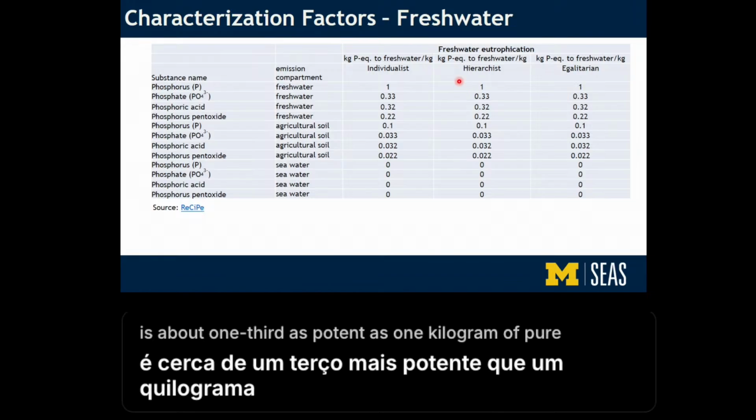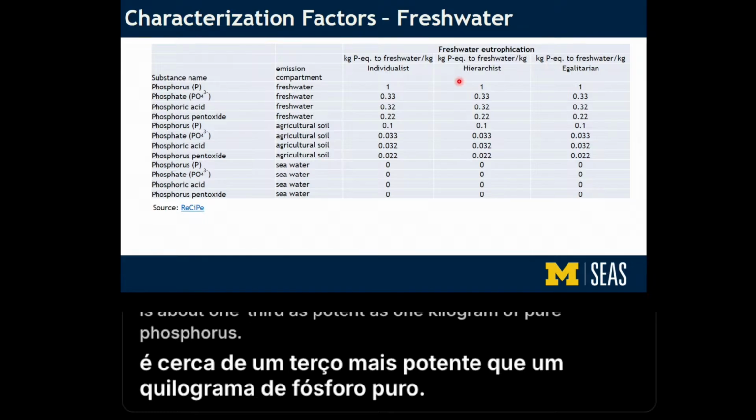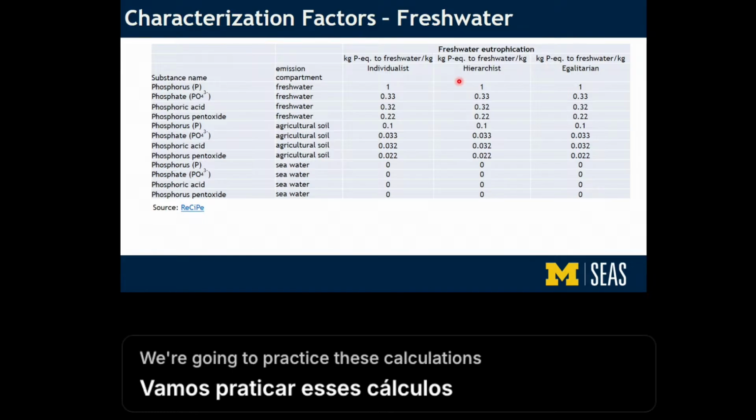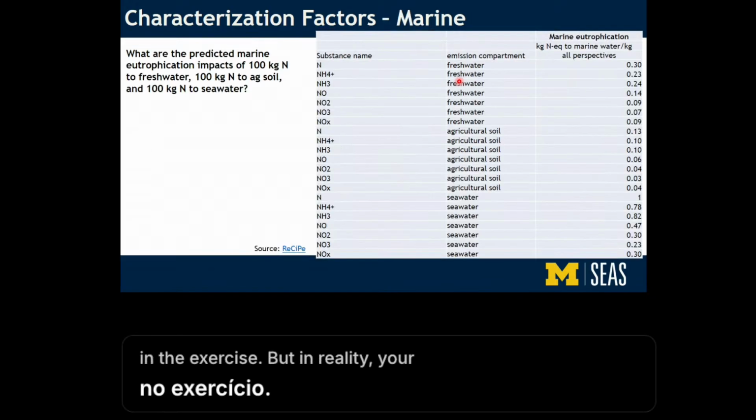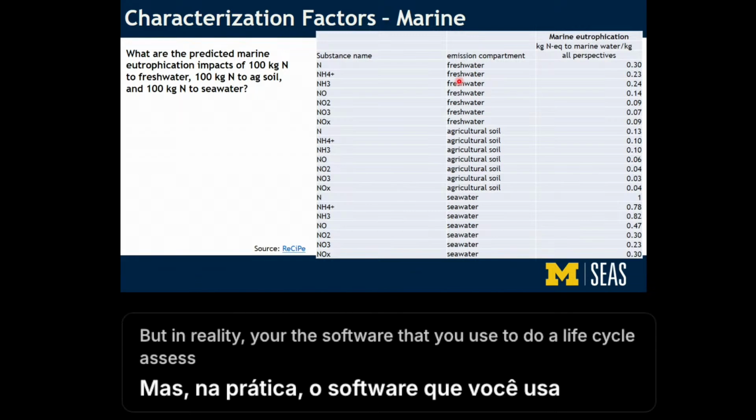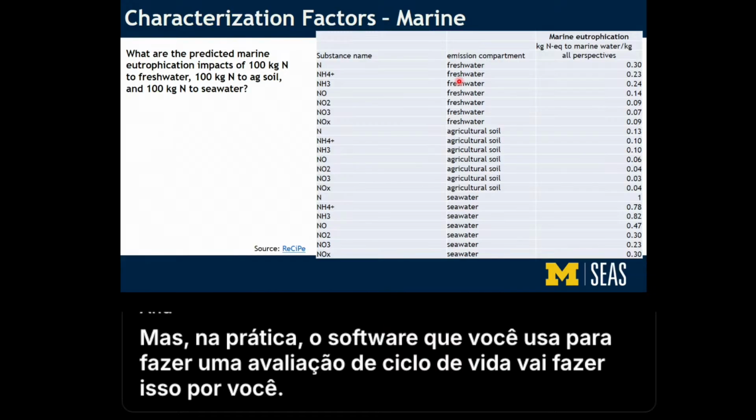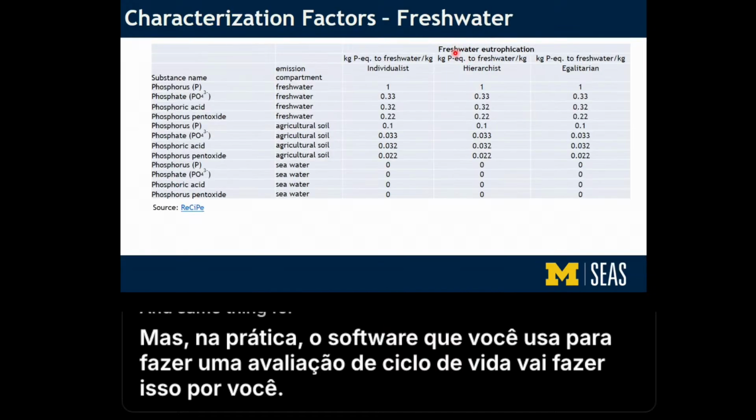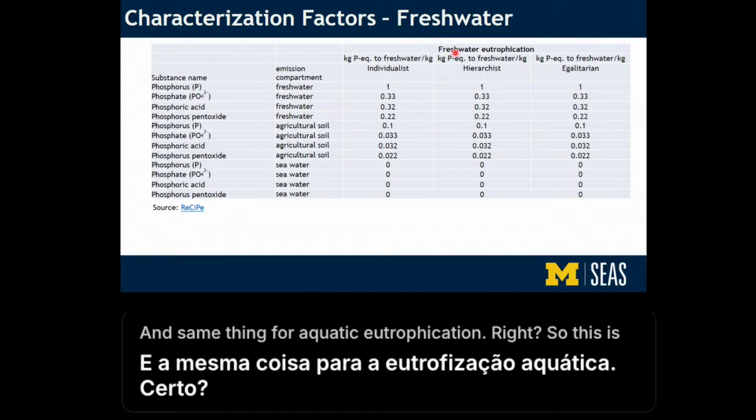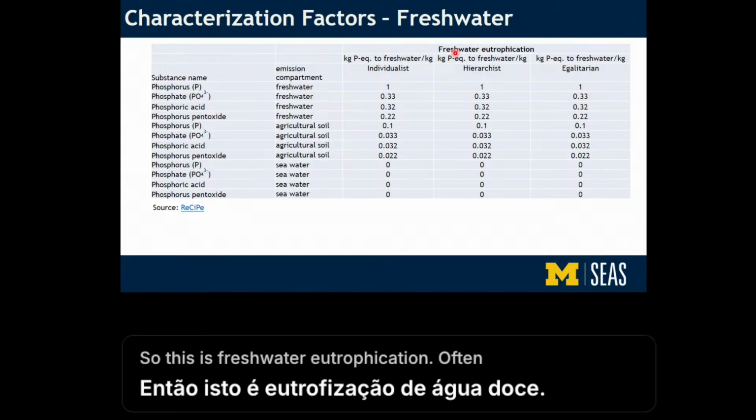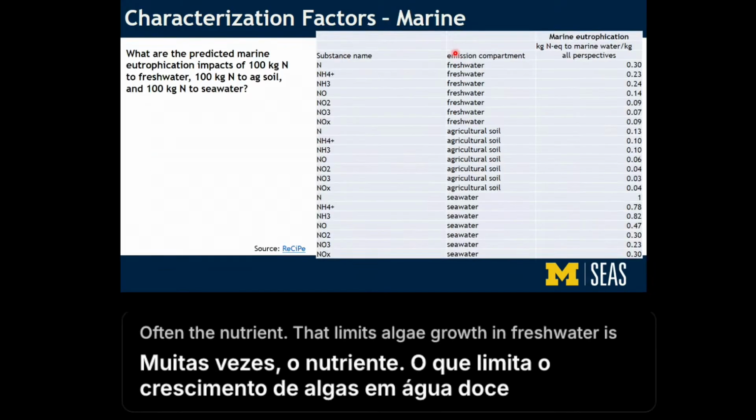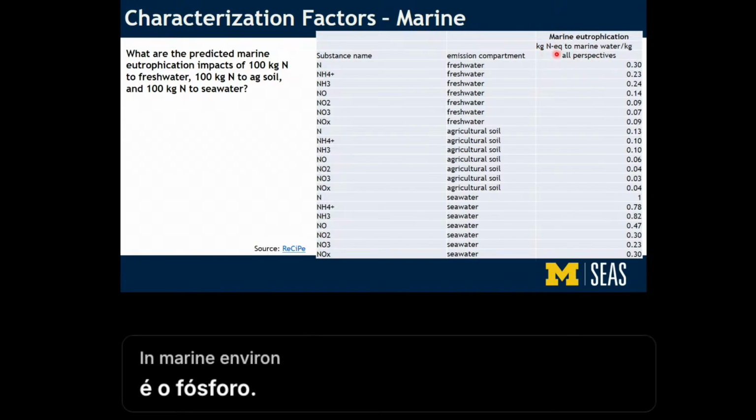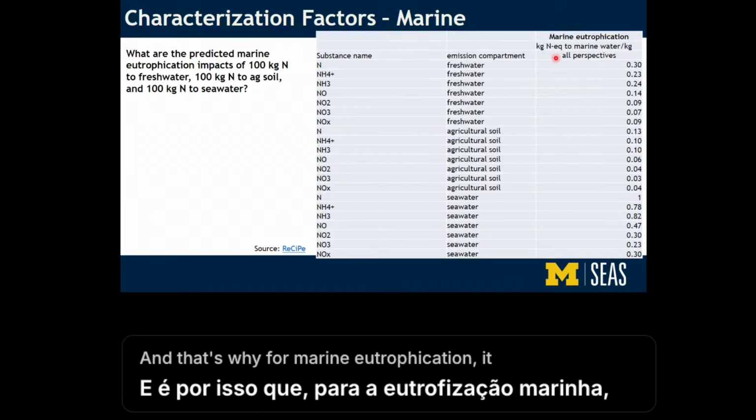We're going to practice these calculations in the exercise, but in reality, the software that you use to do a life cycle assessment will do this for you. And same thing for aquatic eutrophication, right? So this is freshwater eutrophication. Often the nutrient that limits algae growth in freshwater is phosphorus. In marine environments, it's actually nitrogen, and that's why for marine eutrophication, it is the amount of nitrogen that you would need to throw into the seawater. That's your common unit.